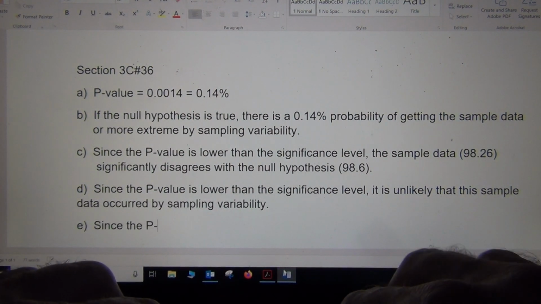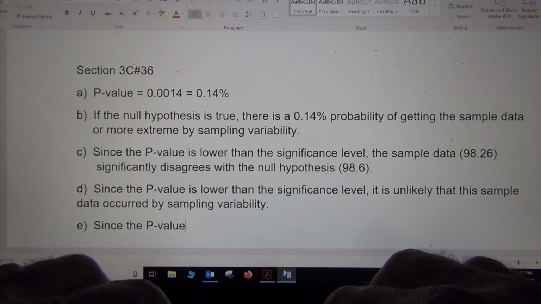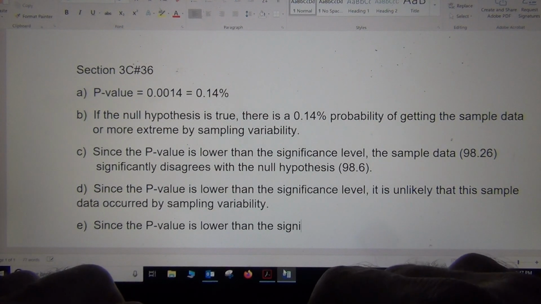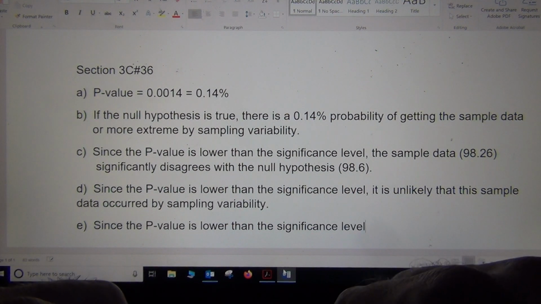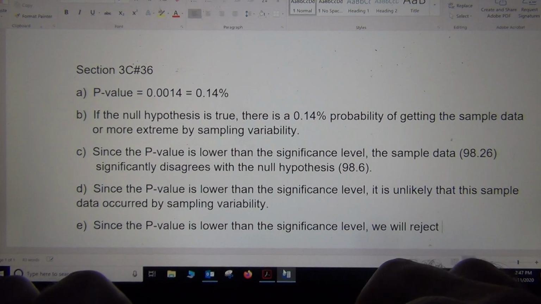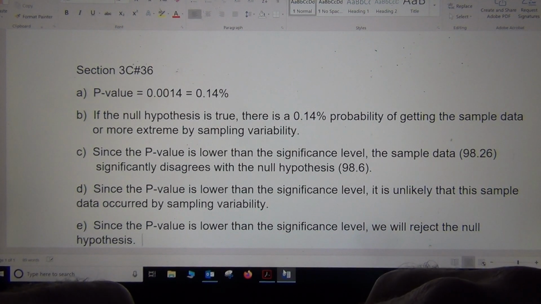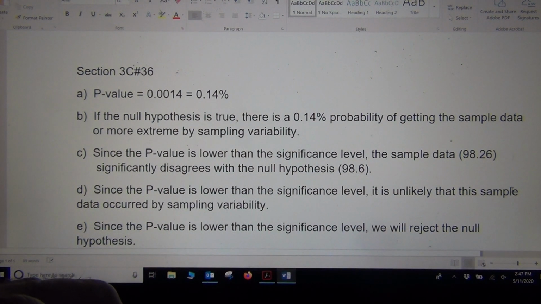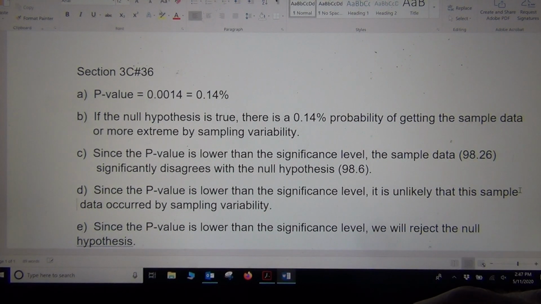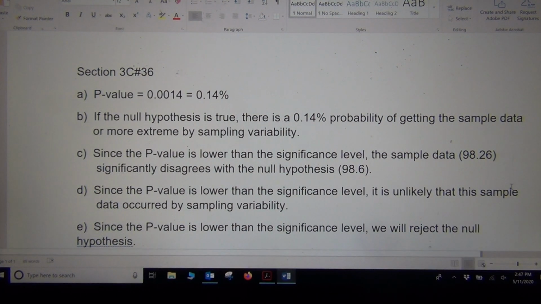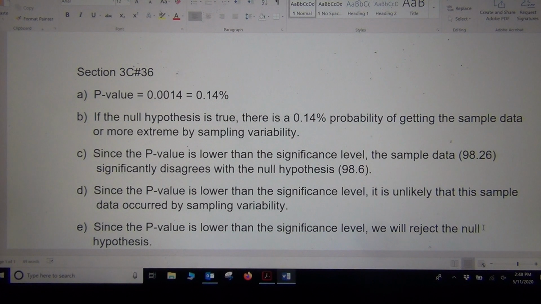So since the p-value is lower than the significance level, we will reject the null hypothesis. By the way, that kind of leans towards us supporting the alternative hypothesis, but that's when we get into writing a conclusion. This really didn't ask us to write a formal conclusion yet. That's the next section. So there it is, section 3C, number 36. Again, there was no calculation involved. We just had to interpret these numbers that were already calculated for us.